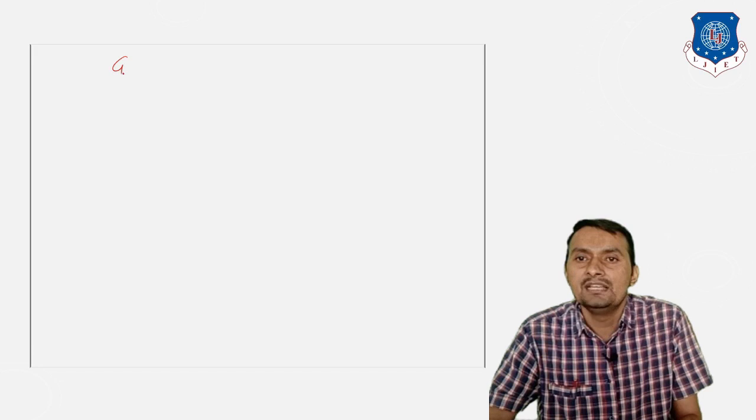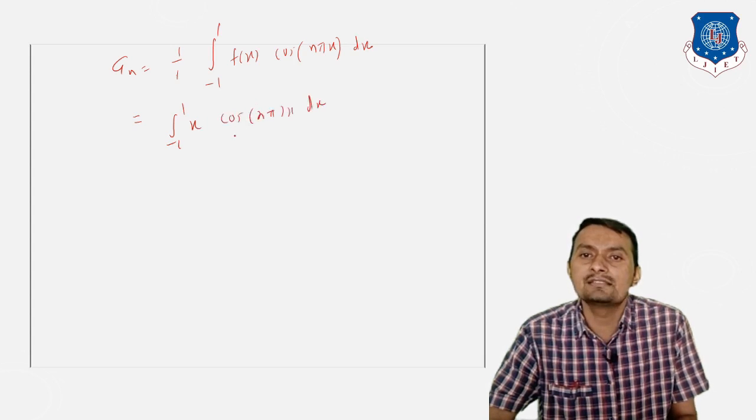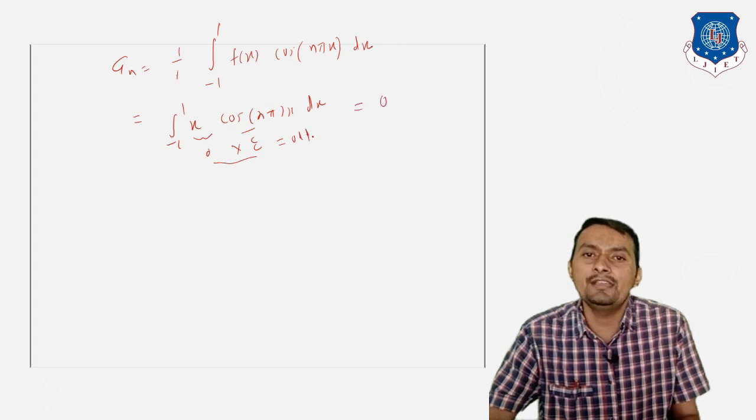What about an? What was our standard formula? an is equal to 1 divided by L, but L is equal to 1, lower limit minus 1, upper limit plus 1, f of x into cos n pi x divided by L, but L is nothing but 1. But here the function is x and this is cos n pi x into dx. The x function is an odd function, the cos function is an even function, and when I take their product it is going to be an odd function, and therefore we can say that the answer is exactly 0.